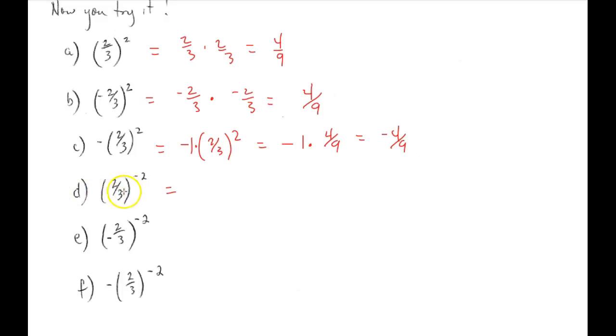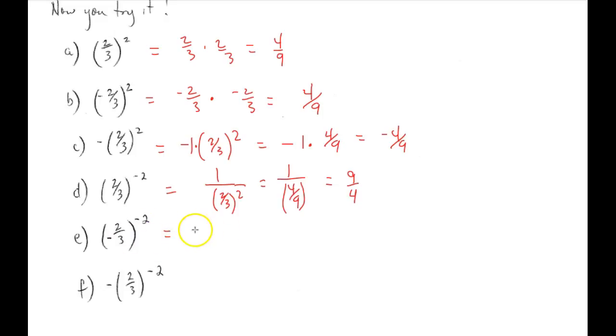For D, we see that 2/3 raised to the negative 2 power is the same as 1 over 2/3 raised to the positive 2 power. And of course, 2/3 squared is just 4/9. And of course, 1 over 4/9 is the reciprocal of 4/9, which is 9/4. We just flip the fraction.